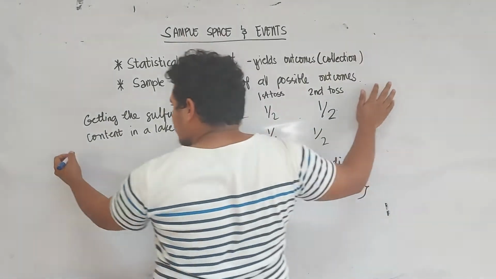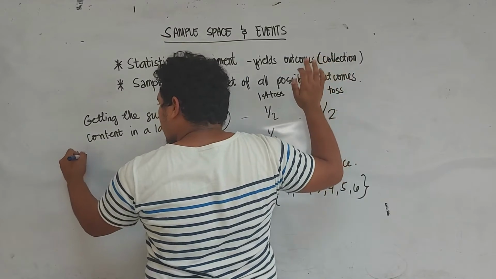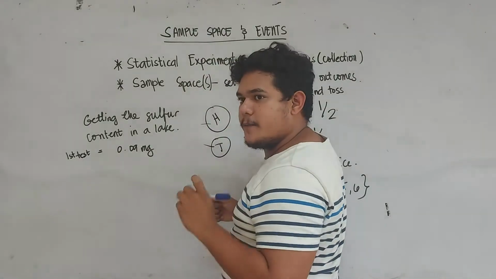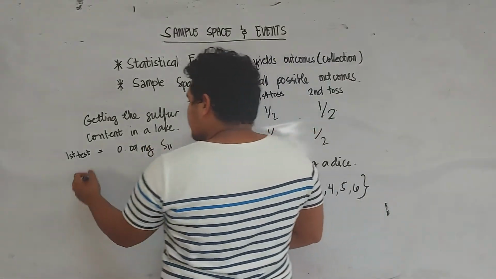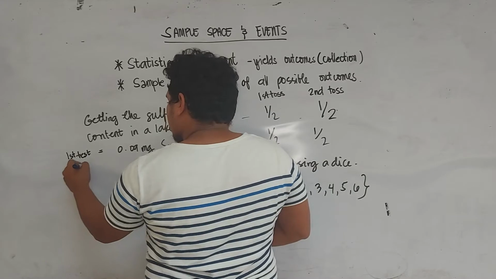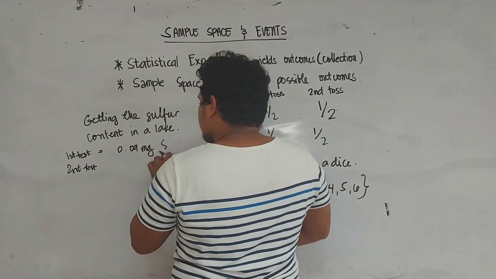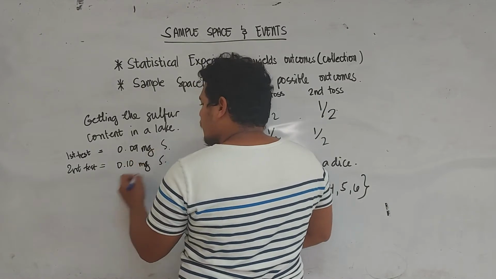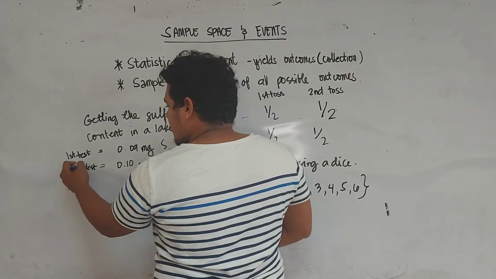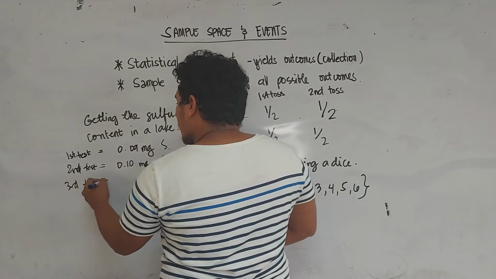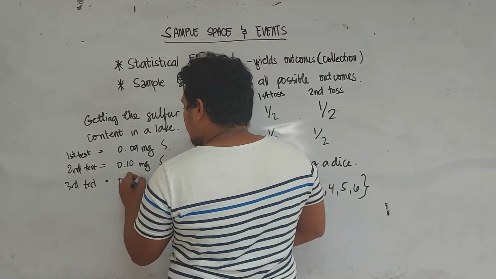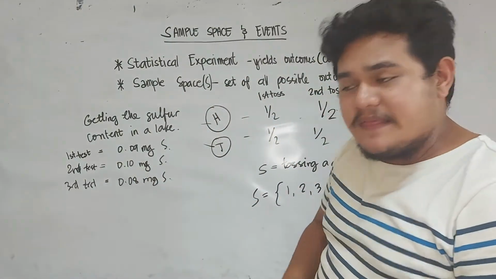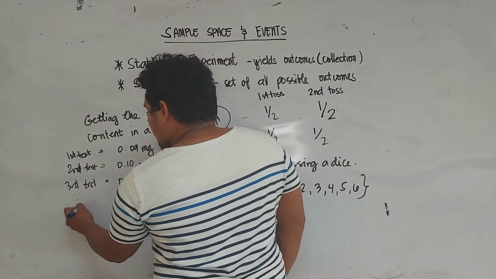First test. You got 0.09 milligrams of sulfur. Second test. You got 0.10 milligrams of sulfur. Third test. You got 0.08 milligrams of sulfur. Teacher, it keeps changing. Yes, it keeps changing. And that is what we call an infinite sample space.